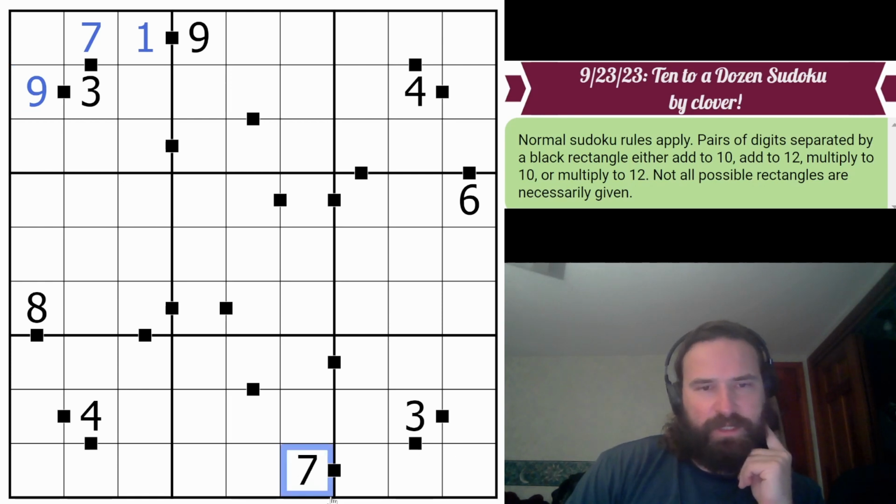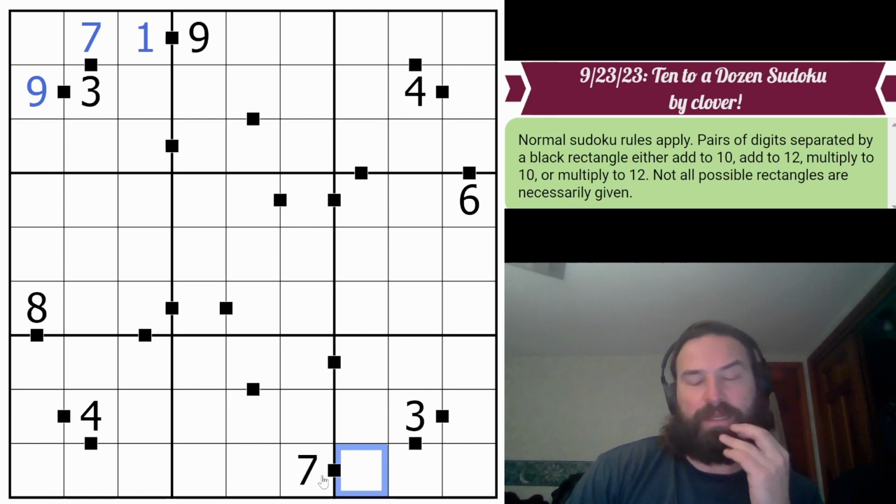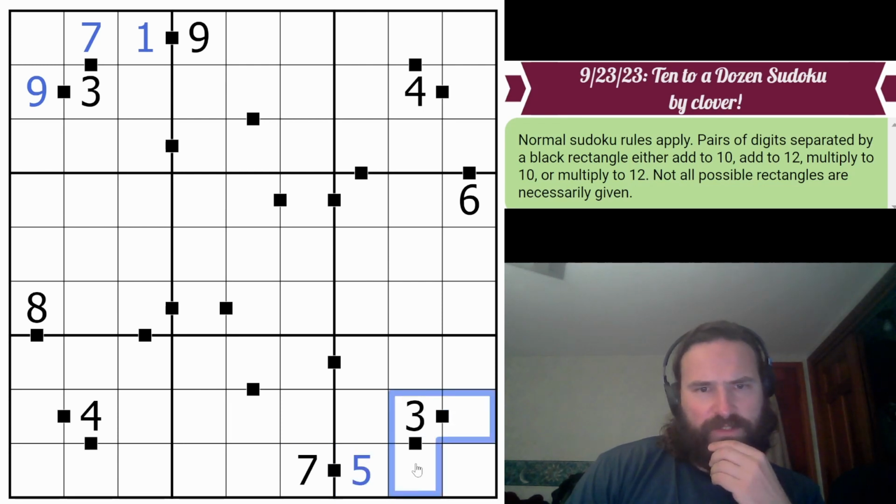Okay, 7 doesn't multiply to either one. It could add to 10 or 12. 3 would make it add to 10. 3 is already here, so this has to be a 5 to make it add to 12. Awesome. And then we probably have similar logic happening here.